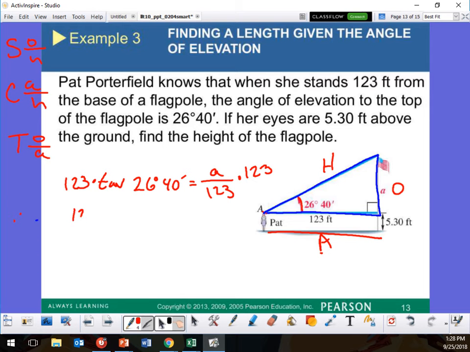So it's going to be 123 times the tangent of 26 degrees, 40 minutes, is equal to A. Now that A is by itself, what can I do? Plug it in.